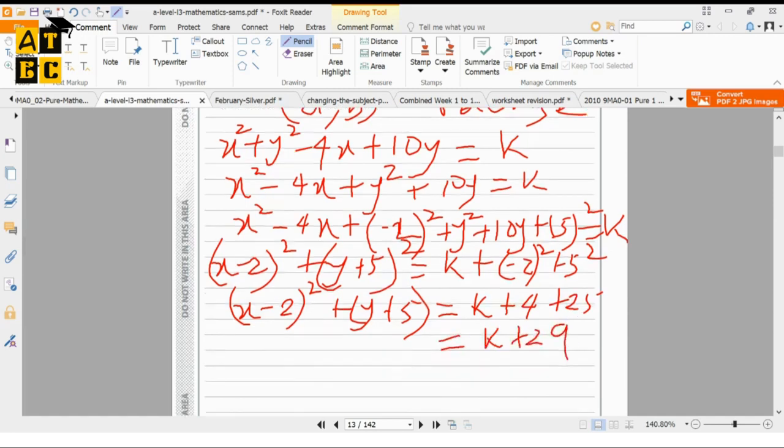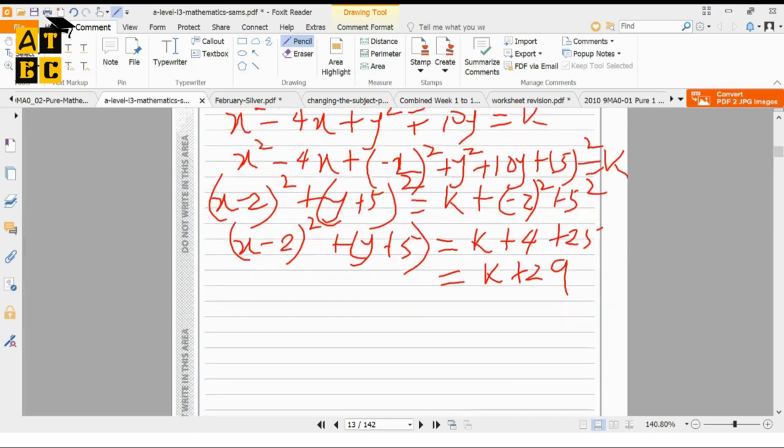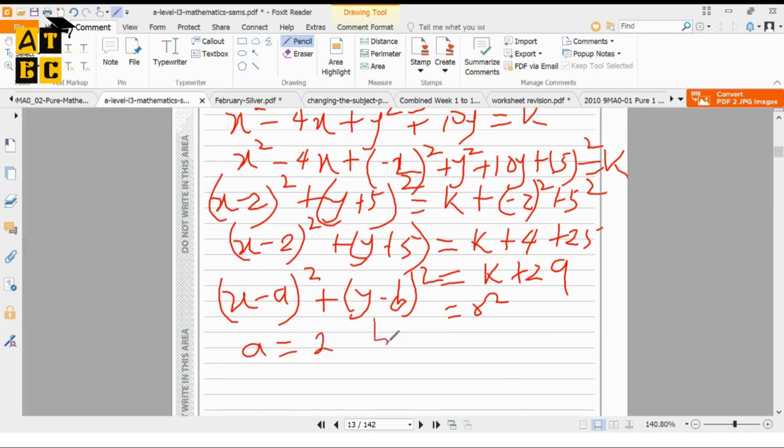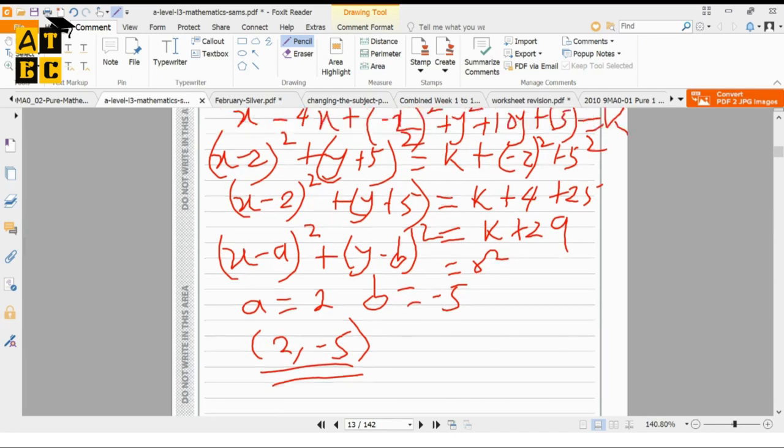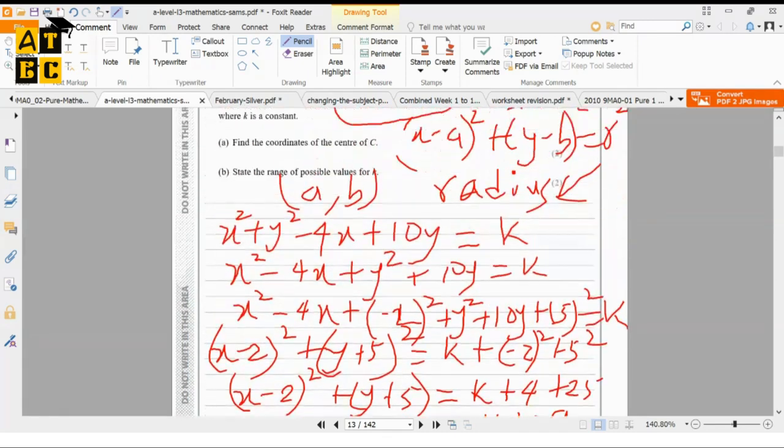Now, what is important? The center of the circle. If you compare this to the standard form, don't forget the formula again. I'm going to restate it. Which means that your a is going to be 2 and your b is minus 5. Therefore, your center will now be 2, minus 5. So that's it. That's how you find the center for the equation of the circle.